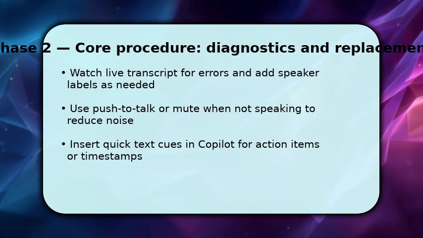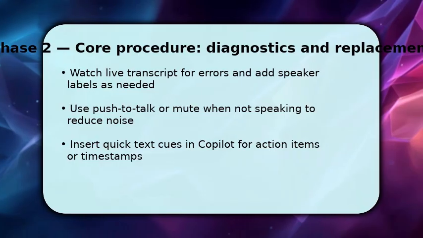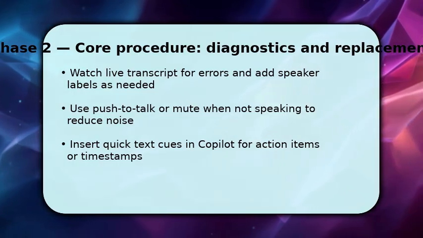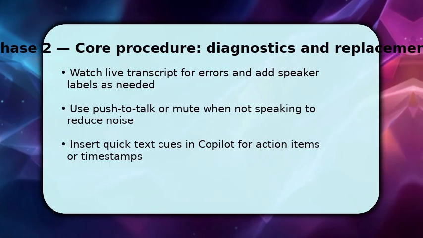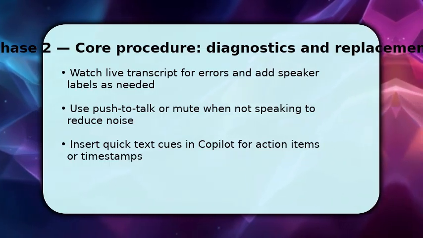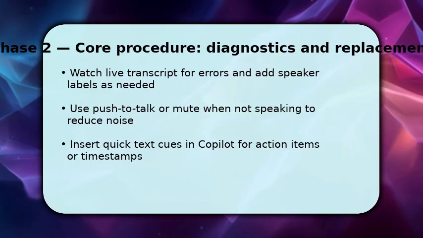As the meeting runs, you monitor the live transcript and correct obvious misheard terms so Copilot learns context. If you notice recurring errors, use brief clarifications, say names or acronyms slowly so the model adapts.